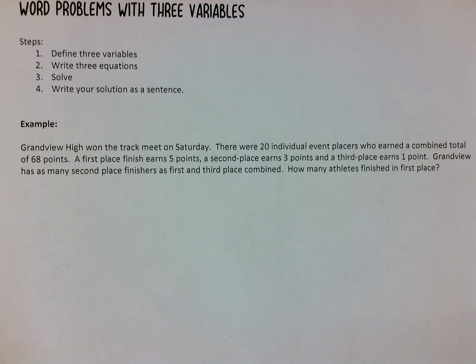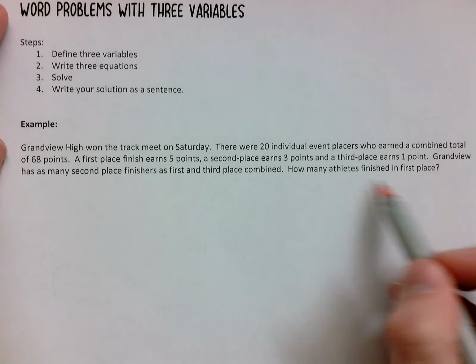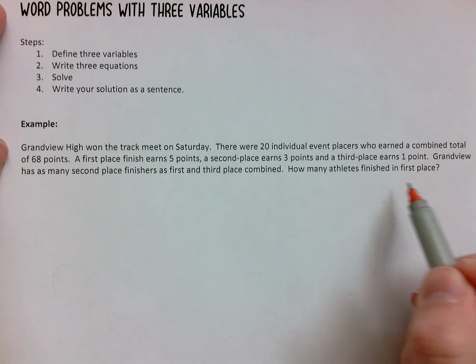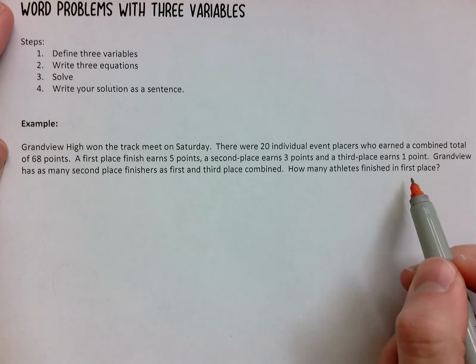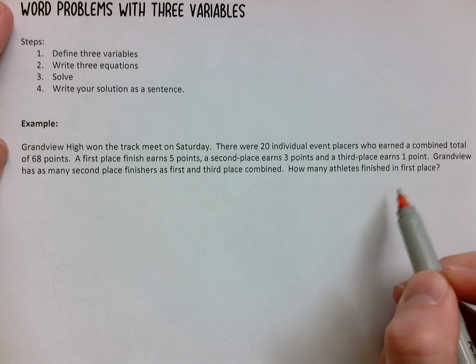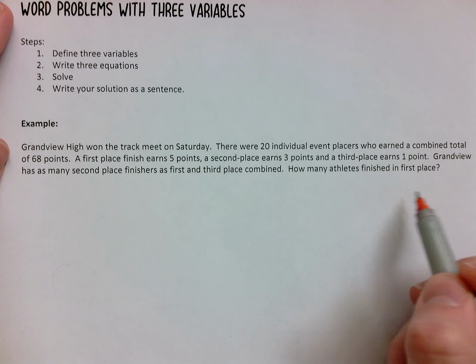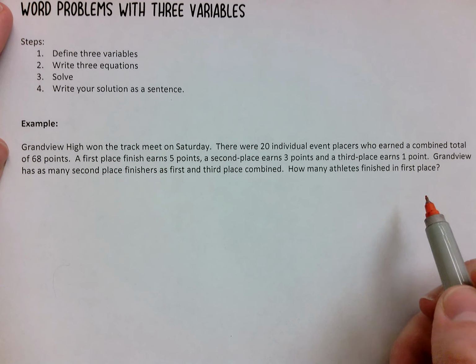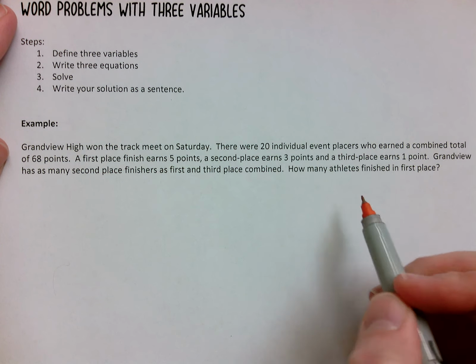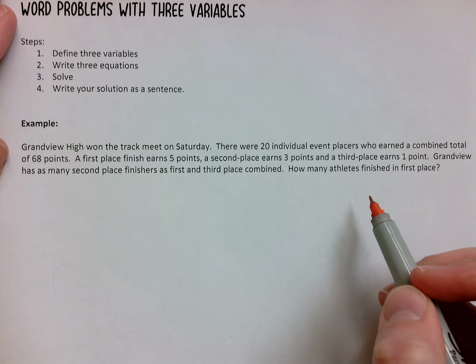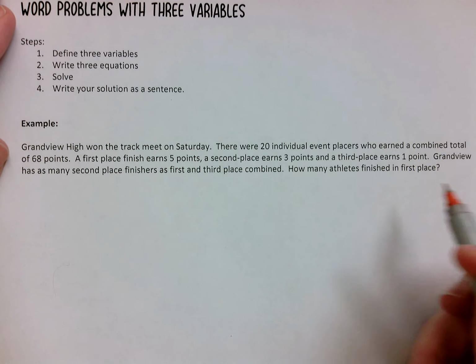Okay. So the first thing we want to do is define our variables. If you look at what the actual question asks you, that's going to give you a clue as to what your variables are going to be. So we want to know how many athletes finished in first place. So one of my variables is going to be the number of athletes who finished in first place. And then by extension, you can figure out based on this problem that the other 2 are going to be how many athletes finished in second and third place.